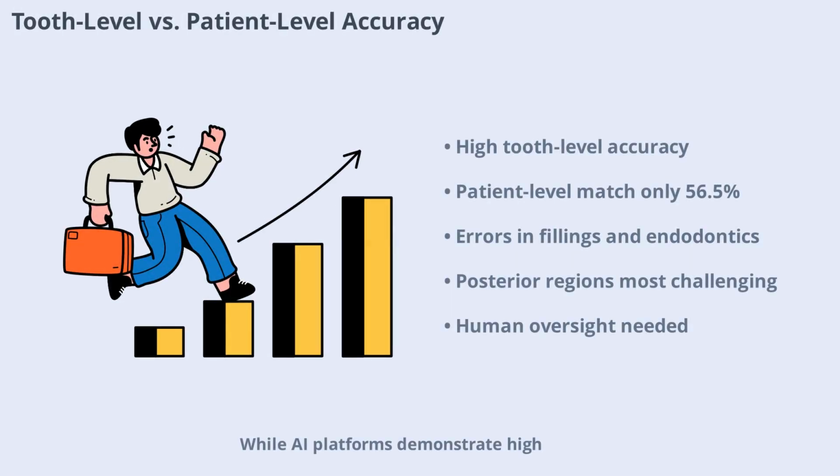While AI platforms demonstrate high accuracy at the individual tooth level, generating a completely error-free full-mouth report remains challenging. Studies show only 56.5% perfect match at the patient level, with most errors in fillings and endodontic treatments, especially in posterior regions. This gap highlights the need for human oversight and continued refinement of AI models for comprehensive diagnostic reliability.